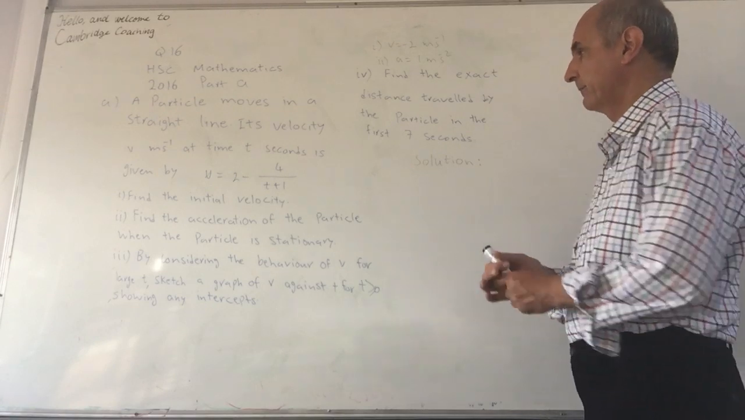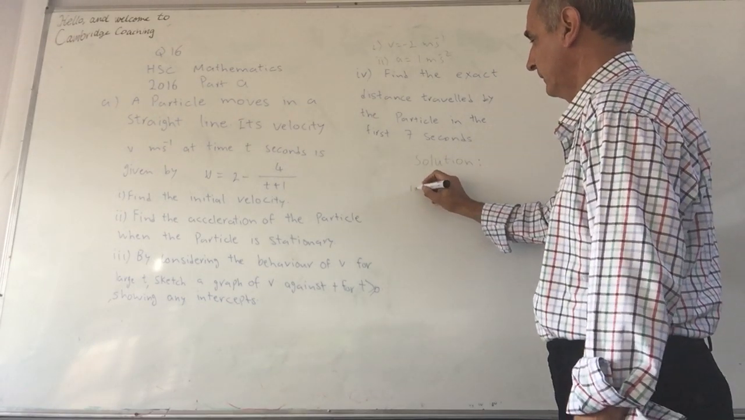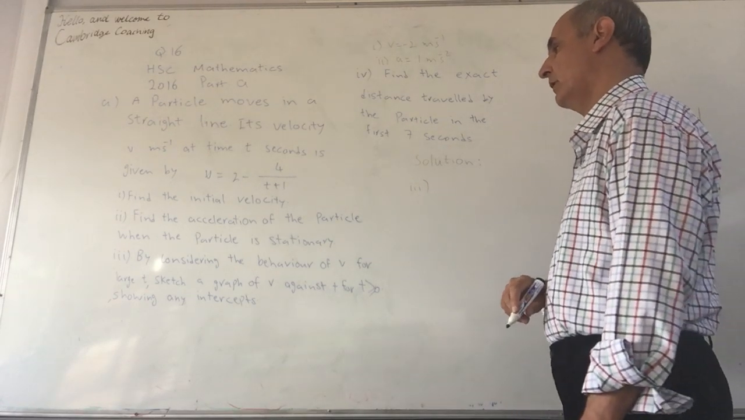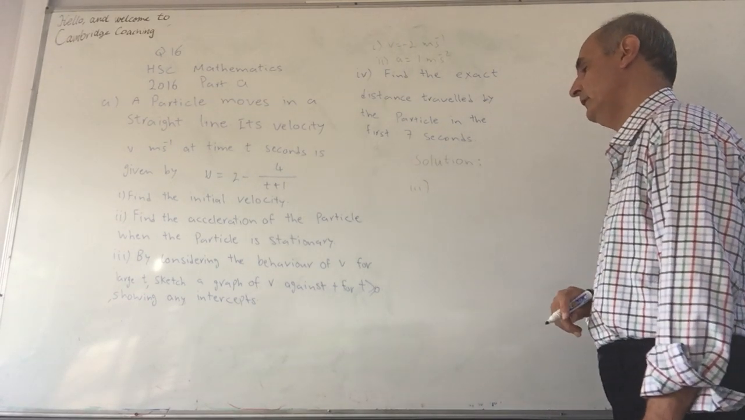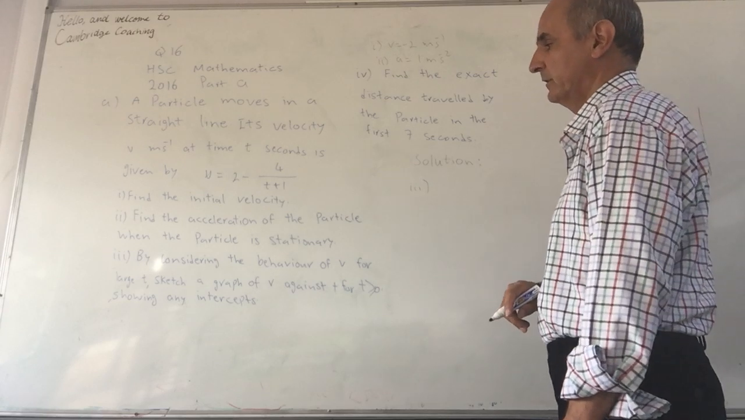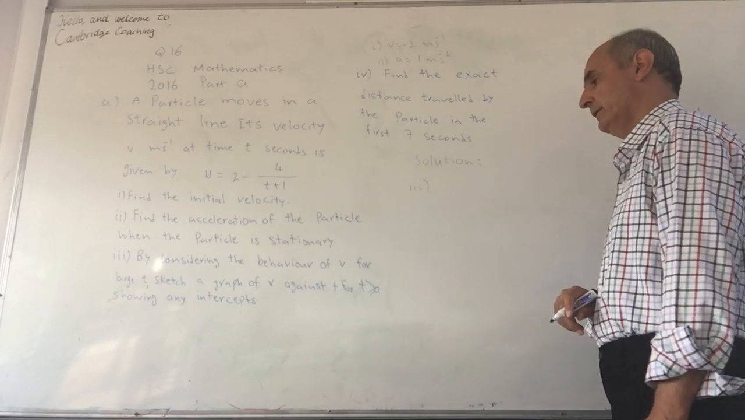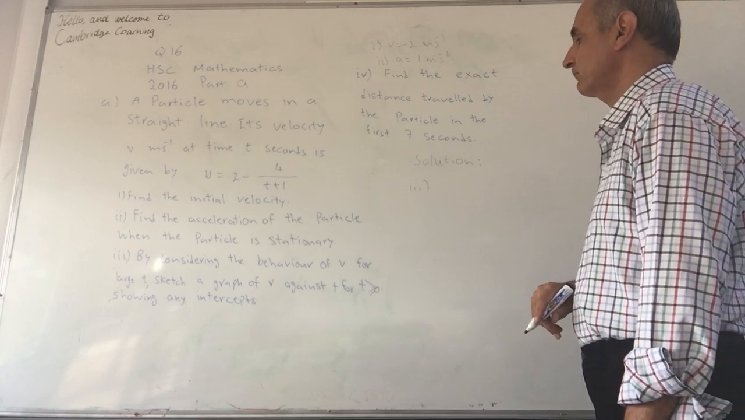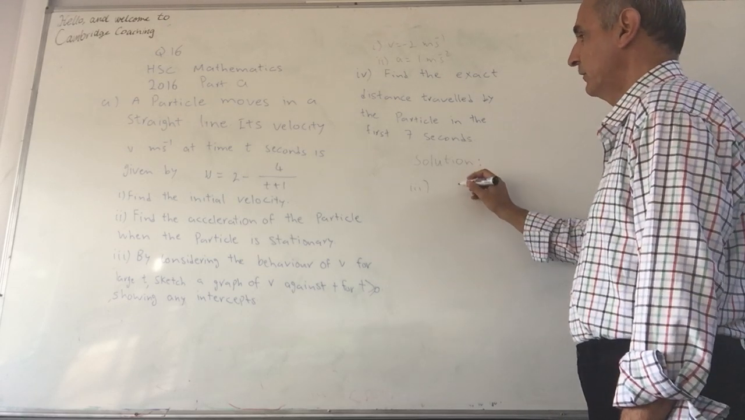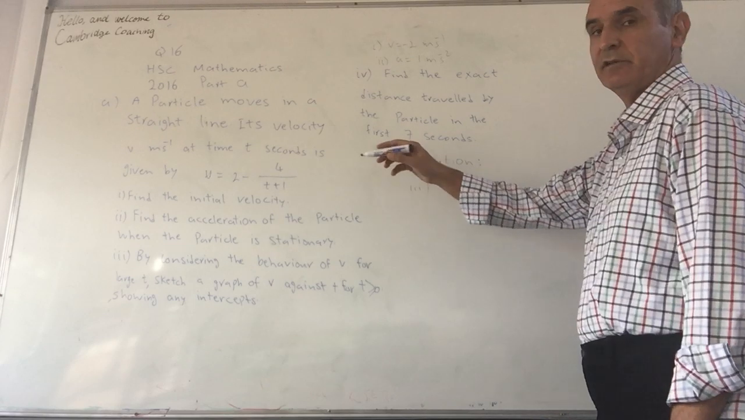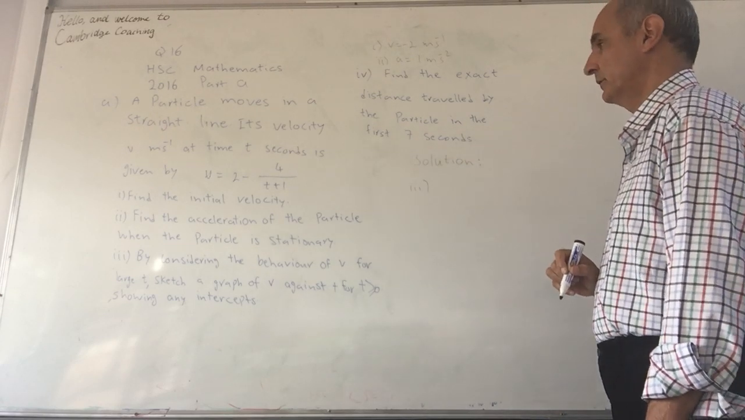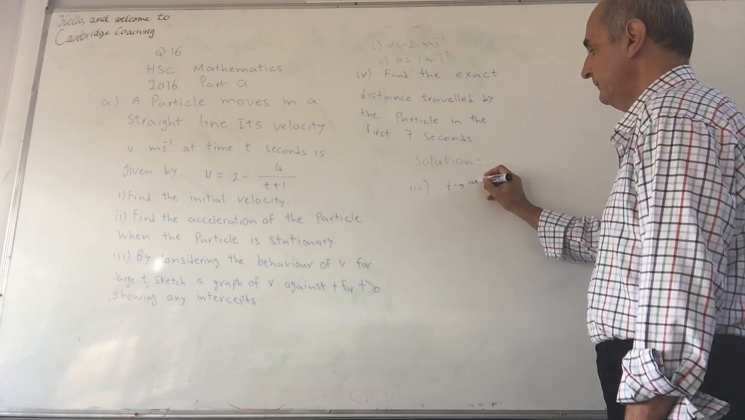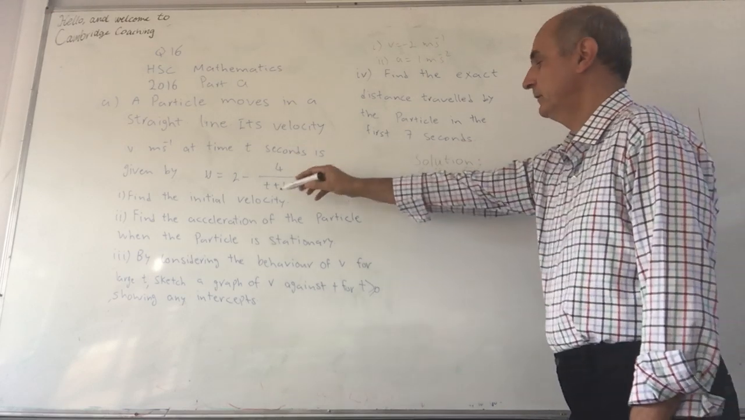Part 3. By considering the behavior of V for large t, sketch a graph of V against t for t greater than 0, showing any intercept. Basically, we've got to see what happens to velocity when time goes towards infinity. When time goes to infinity, what will happen?